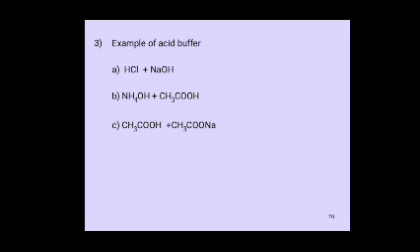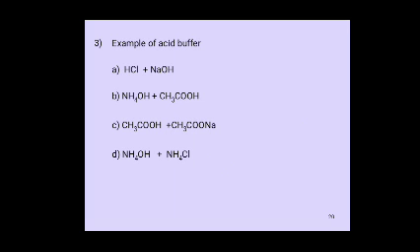Example of an acidic buffer. Options: HCl plus NaOH; NH4OH plus CH3COOH; CH3COOH plus CH3COONa; NH4OH and NH4Cl. An acidic buffer is a mixture of a weak acid and its salt of strong base.